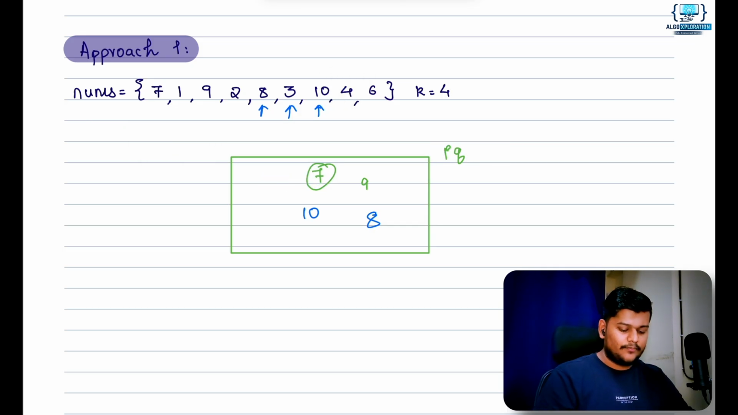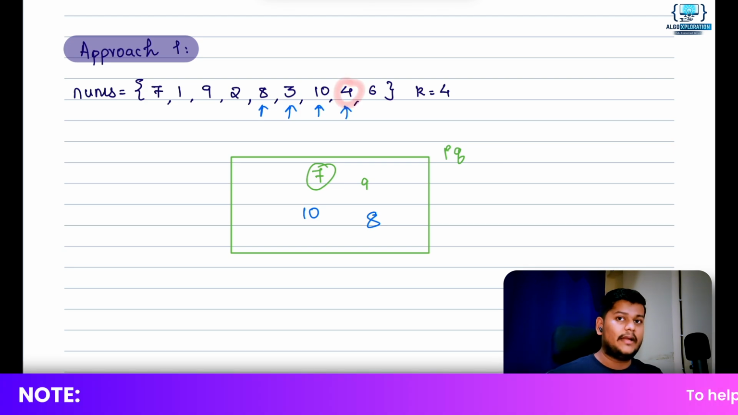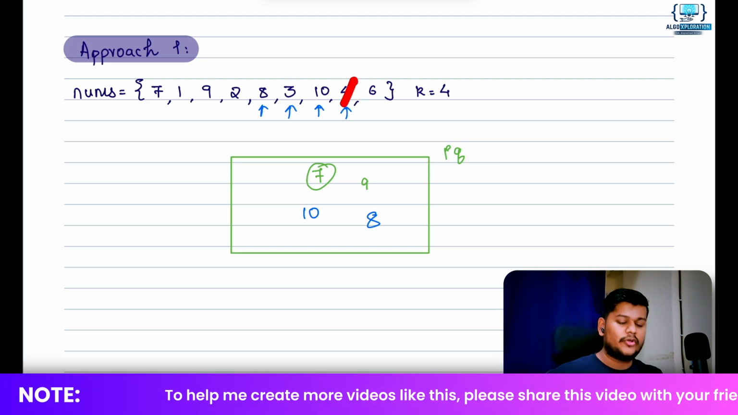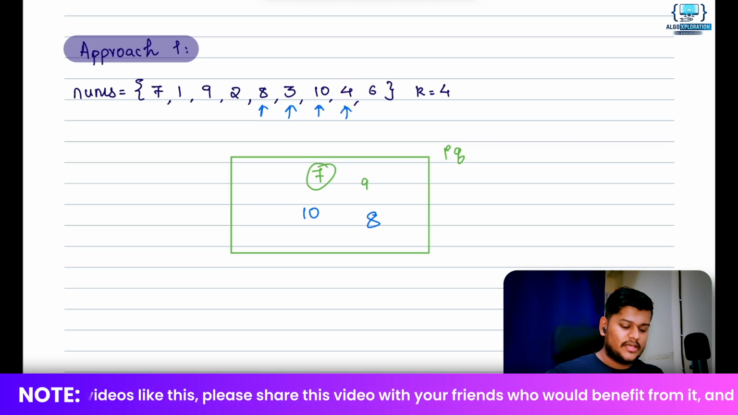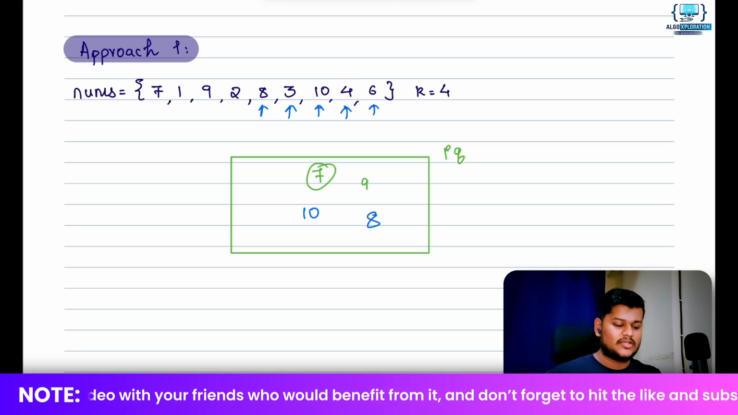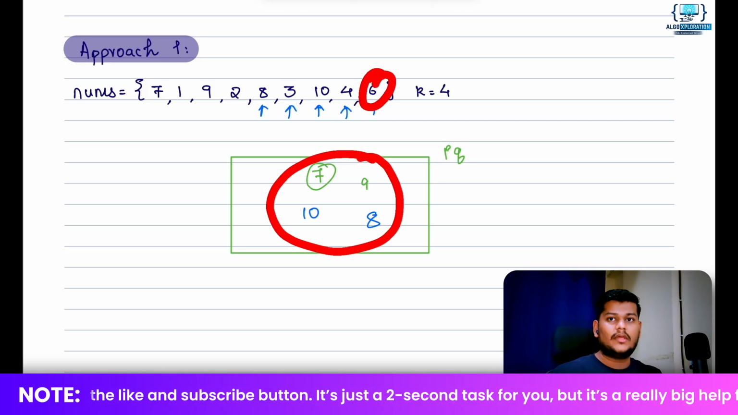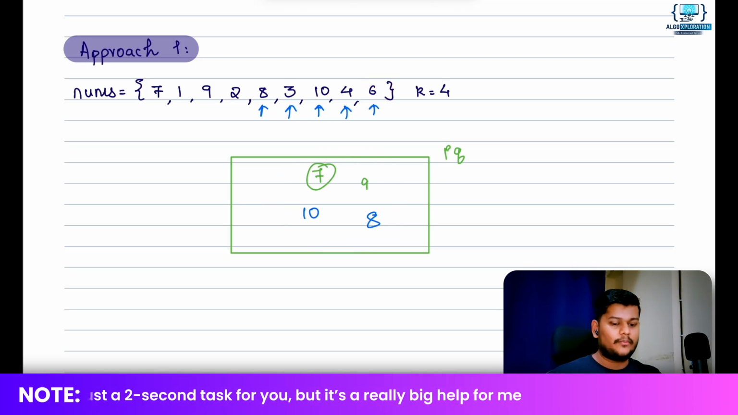Now this is interesting. Now 4 is there. Think about it. If 7, 9, 8, 10 is there, 4 can never be in the top 4 elements, right? So due to that reason, I'm just going to ignore it and move forward. Now the same story goes for 6 as well. If these elements are there, 6 can never be in the top 4. So just ignore it and move forward.